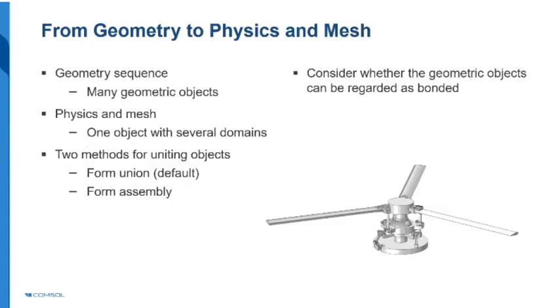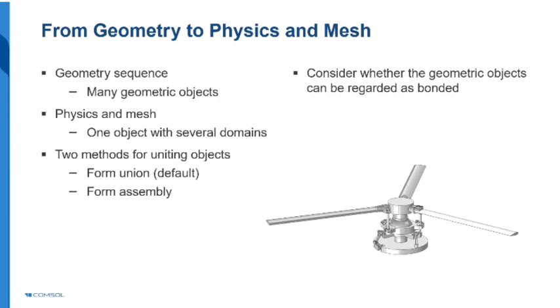So just to recap this section, we have seen the geometry sequence wherein you can have many geometric objects and different operations, and what these mean: whether you need to rebuild the operation, whether certain operations are dependent upon other parameters, or certain objects can be disabled or deleted. All these options we have seen. You can also have one object with several domains. We have seen two different methods for uniting the objects also, that is, form union and form assembly.